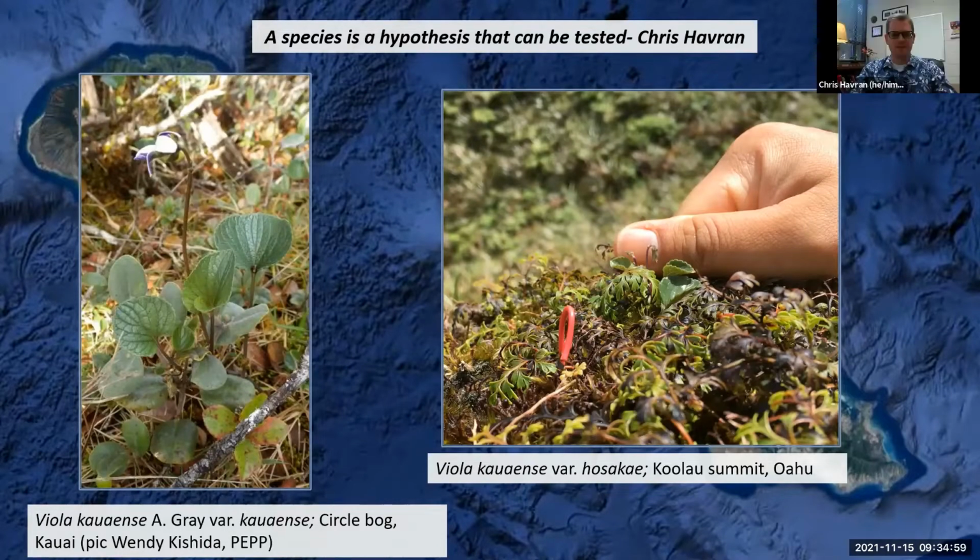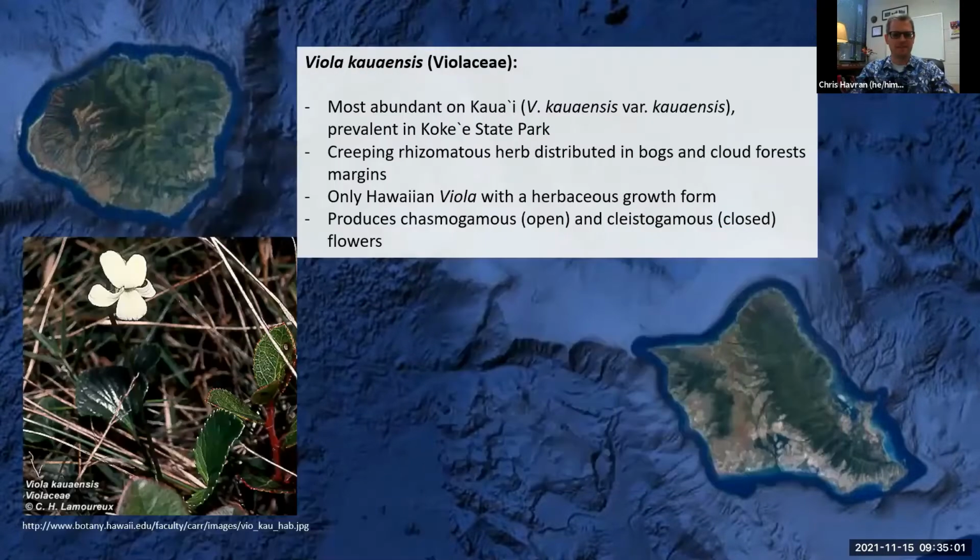Yeah, thank you, Susan. Susan had contacted me several times a couple years ago. I did my dissertation on the ecology and evolution of the Hawaiian viola. And Viola kauaiensis, as Susan mentioned, is really prevalent on Kauai, especially in Koke'e State Park. If you've seen this before out there, it's a creeping rhizomatous herb. It's on the edge of the boardwalk and in the margins of the cloud forests. It's unique in that it's the only Hawaiian viola with an herbaceous growth form. Most of the other Hawaiian viola out there in Hawaii are woody subshrubs.